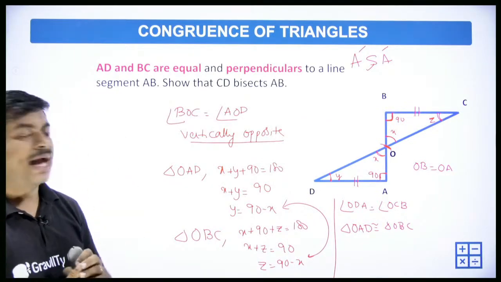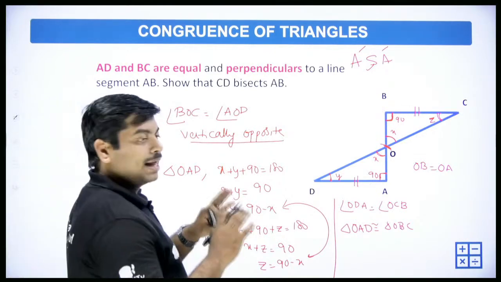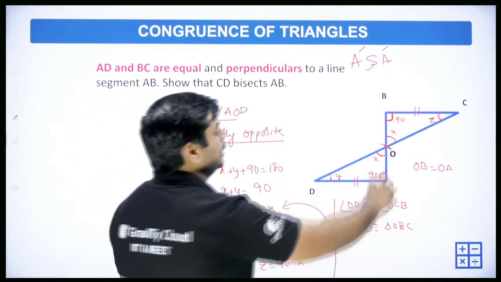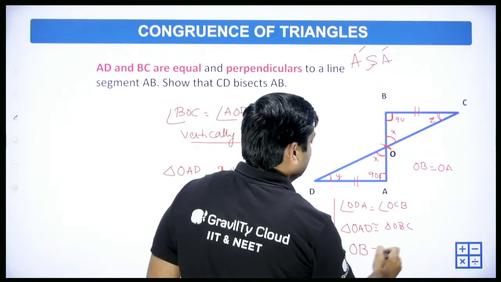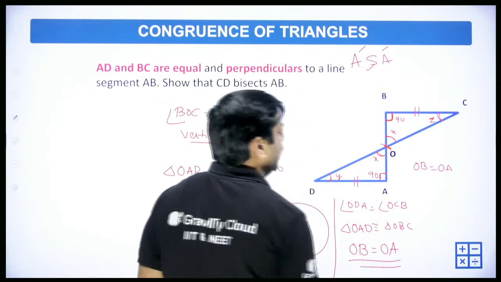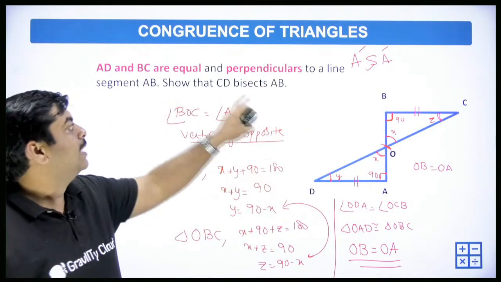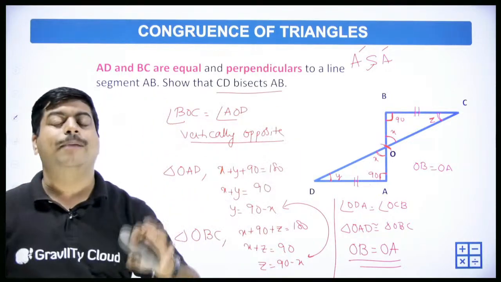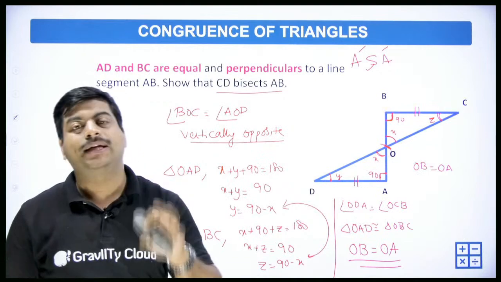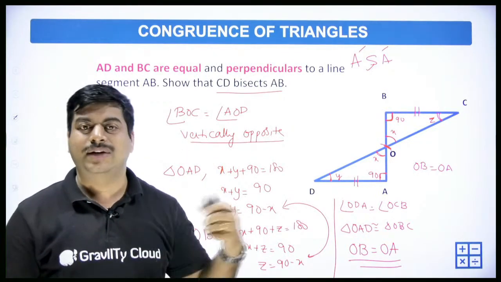As these two triangles are congruent, I can say that OB is equal to OA. So this is enough to show that CD is bisecting AB, right? So this is all the application of different properties, or different congruence relations, that we have discussed in the last class as well as in today's class.